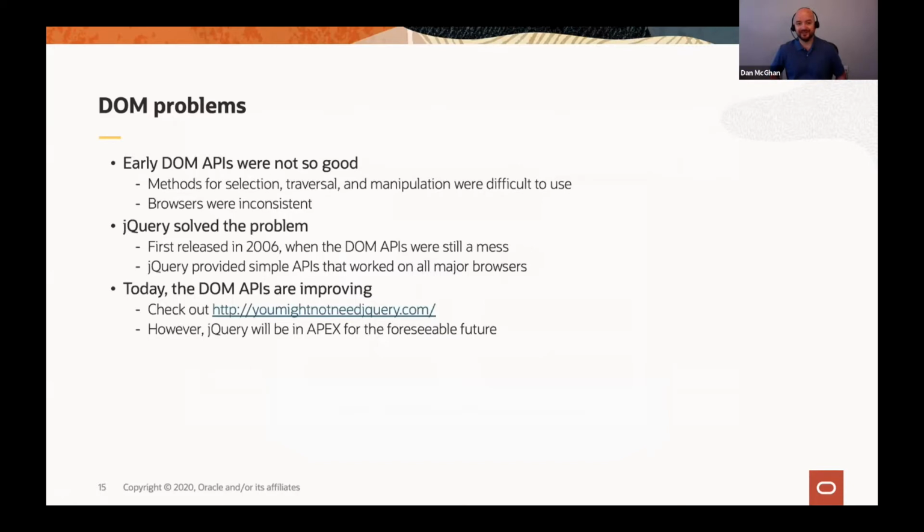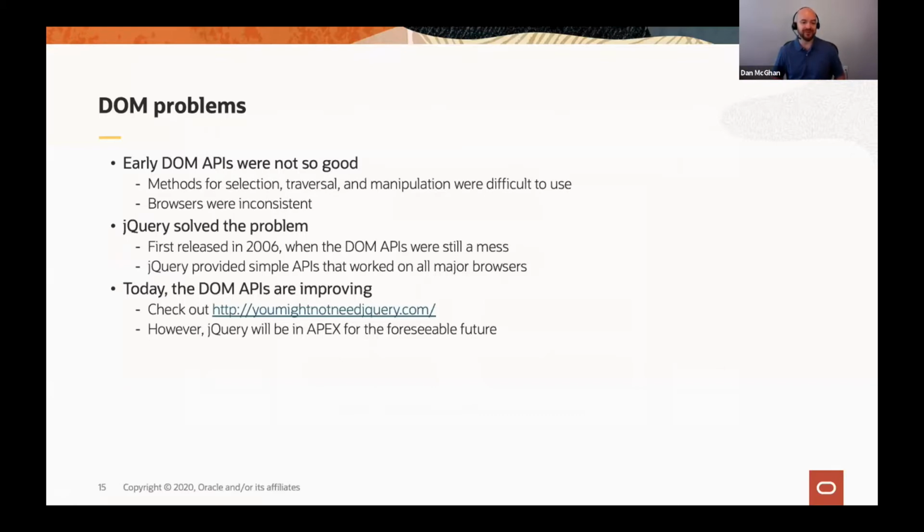Now, the early days of the DOM APIs were not so good. They had really tedious APIs for doing things like selection, traversal, and manipulation, but also they were not even consistently implemented. It seemed like IE or Microsoft was doing things one way, and then everyone else was doing things another way. So you would have code that would say, if you're working on IE, execute this code path, otherwise go over here and execute that one. And nobody wants to write code like that. jQuery came in 2006 and largely solved this problem by providing a very easy to use API that worked consistently across all major web browsers, which was great.